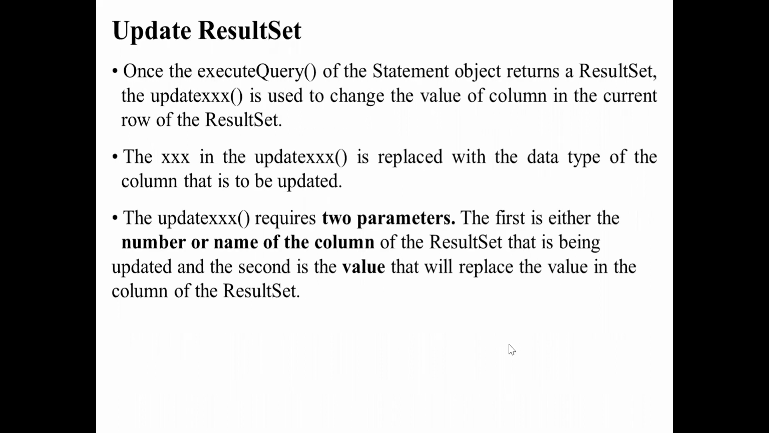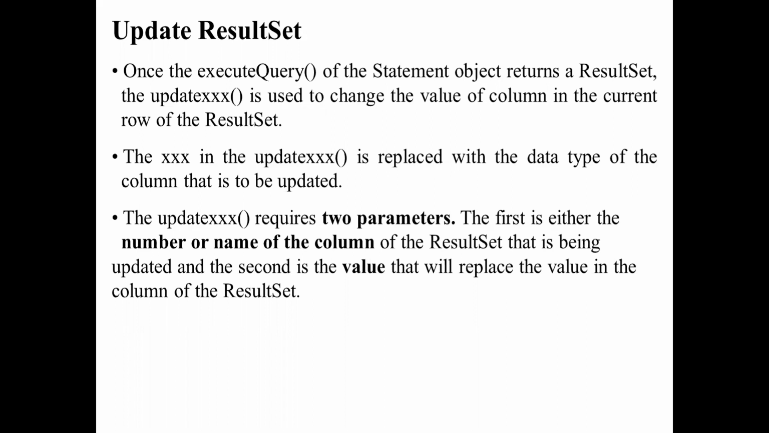The next one is update the result set. Once they execute the query, the statement object returns a result set. We use a method called updateXXX, which is used to change the value of the column in the current row of the result set. The XXX in updateXXX is to be replaced with the data type of the column that is to be updated.